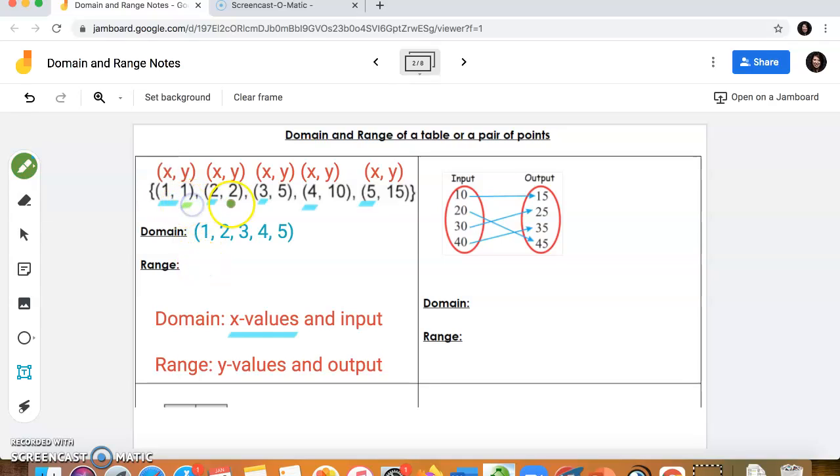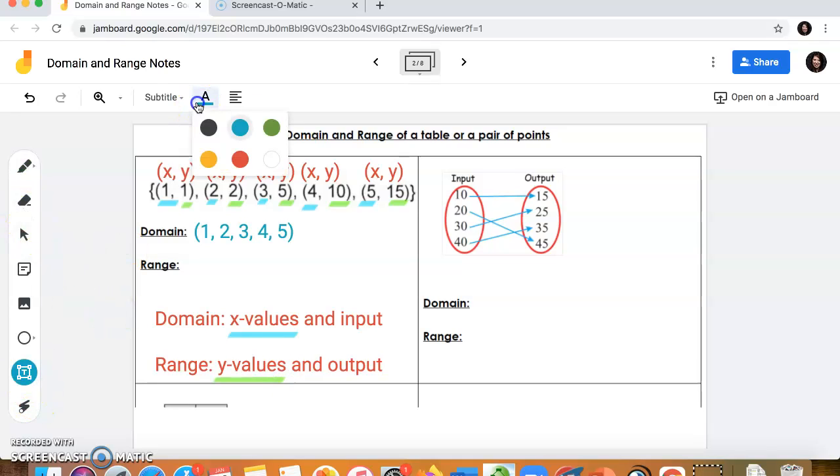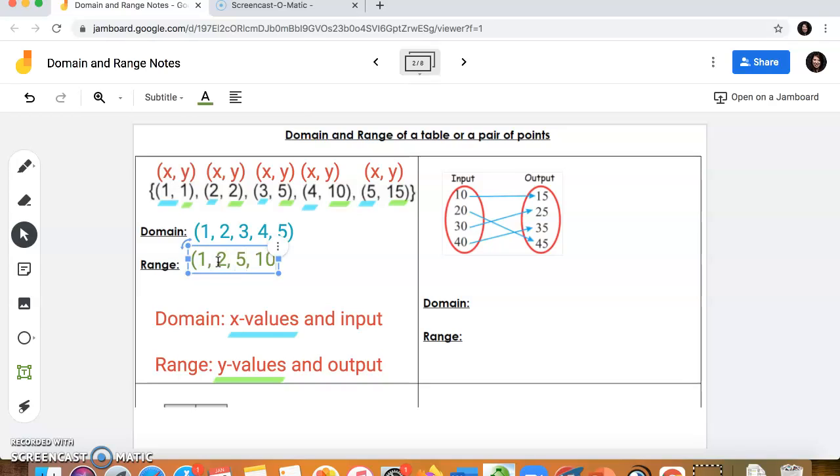Then we have your y values. That's your range. Your range is your y values. And so range is all of the y values. So for this one, your range is going to be 1, 2, 5, 10, and 15. That's your range. That's all you do.